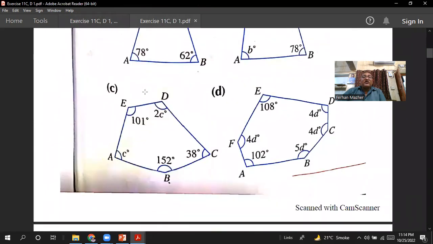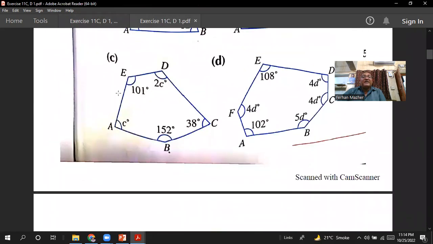So now we are going to question number 2, C part. Here we have 1, 2, 3, 4, 5. It's a five-sided polygon, so it's a pentagon. In the pentagon the sides are 5, so there are 5 internal angles, and we will find out how much is the sum of the internal angles. So here we have 101, 2C, 38, 152, and C.